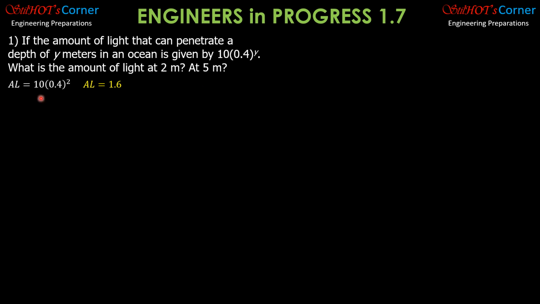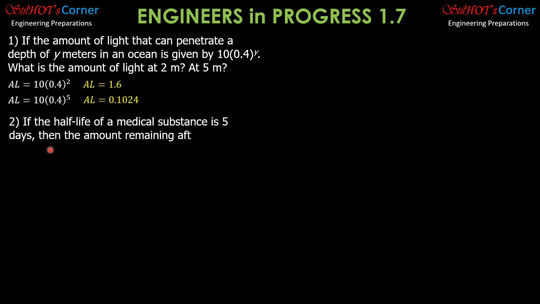Then for the second part, the amount of light that can penetrate a depth of 5 meters is 10 times 0.4 to the 5. And that would be, so you may use your calculator or you may not, 32 over 5 to the 5th. So that would be 0.1024.